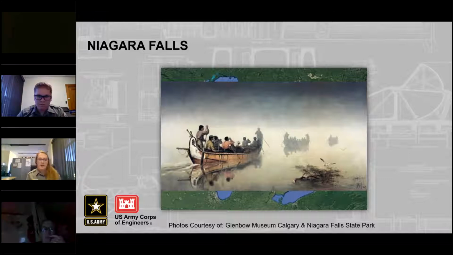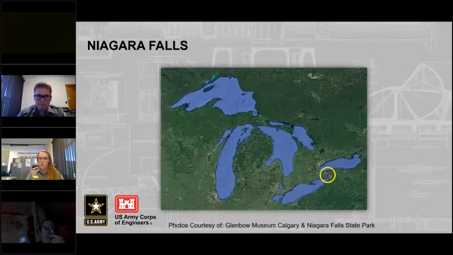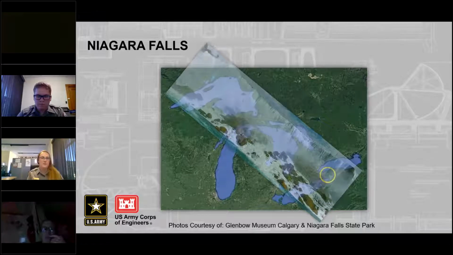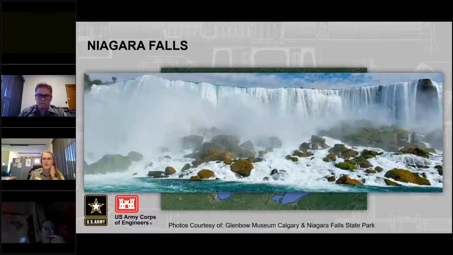So you are paddling up the Niagara River, and all of a sudden you hear a thunderous roar around the next bend. Then you see Niagara Falls. Your group then decides that it's probably time to turn around and find a new route.